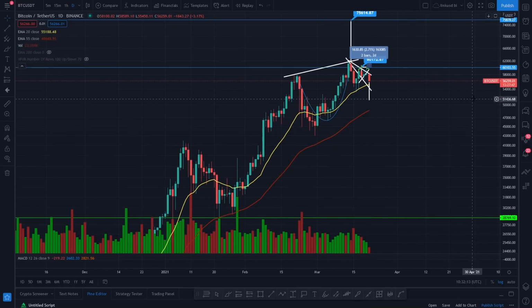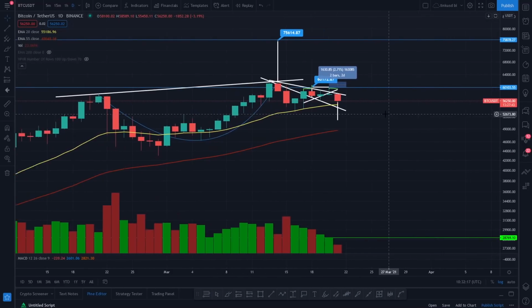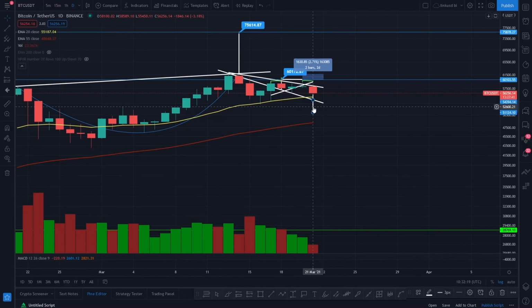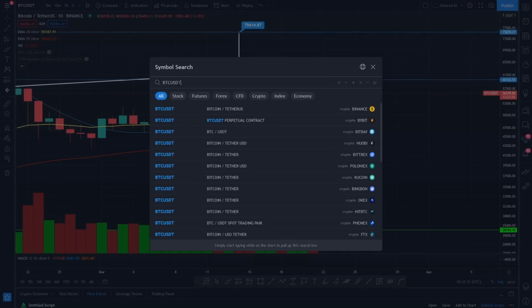But failing that, we have got the test off. We've got a kind of wick off the 20 EMA here on the daily time frame. We've almost got that wick off for daily, not quite, so that is still potentially on the cards. Get that bounce, up we go and take out that high. So I'm just going to take a quick look at Ethereum.